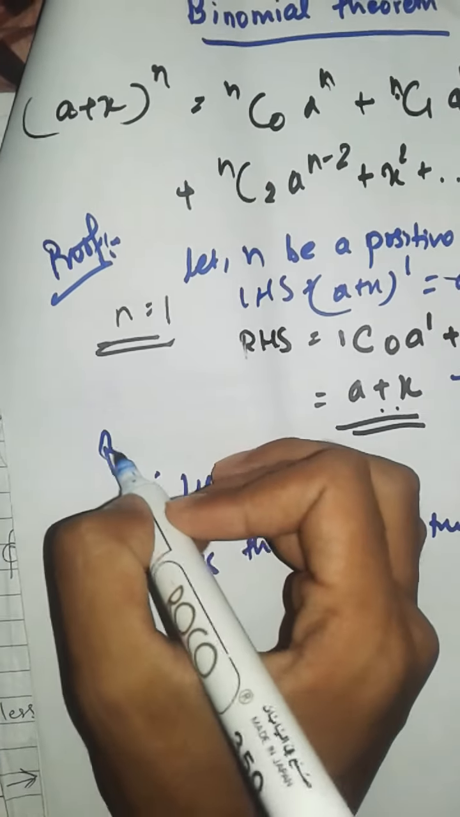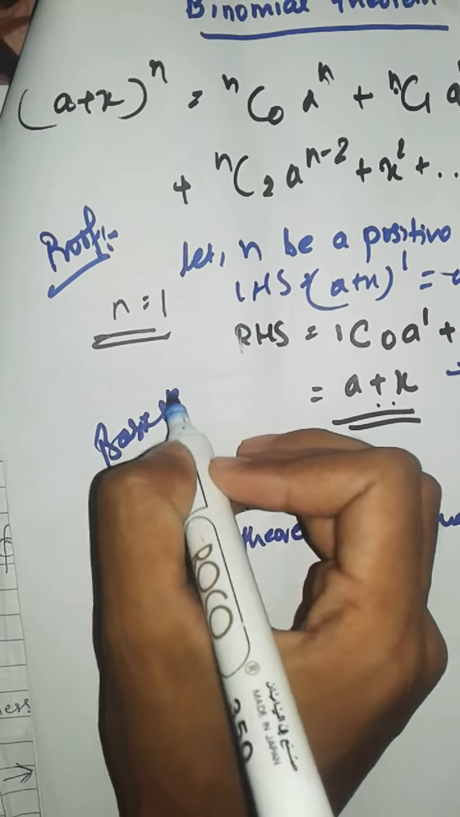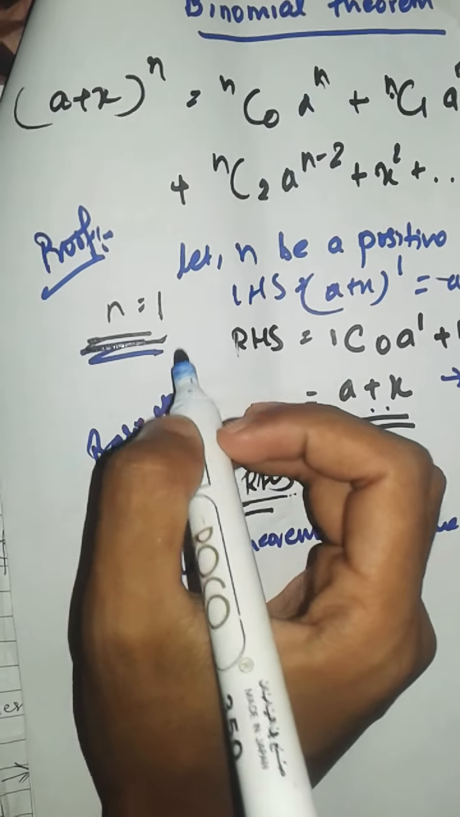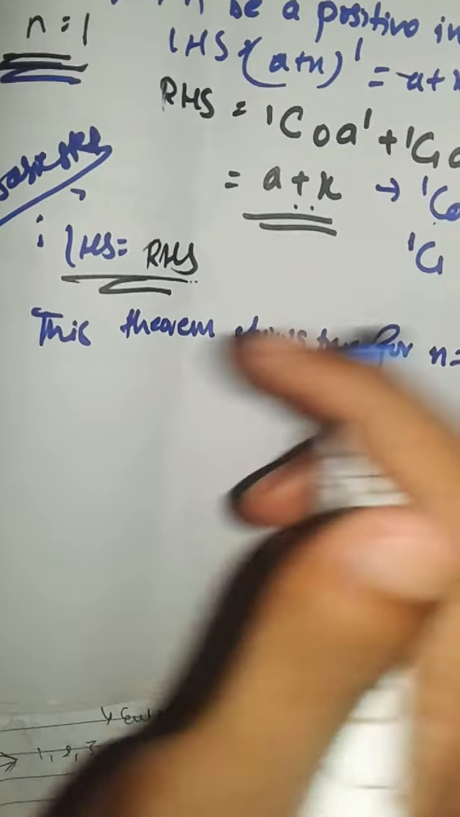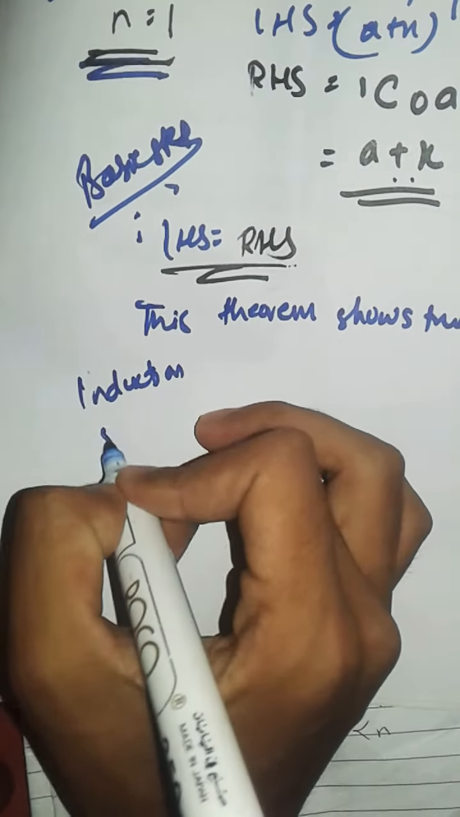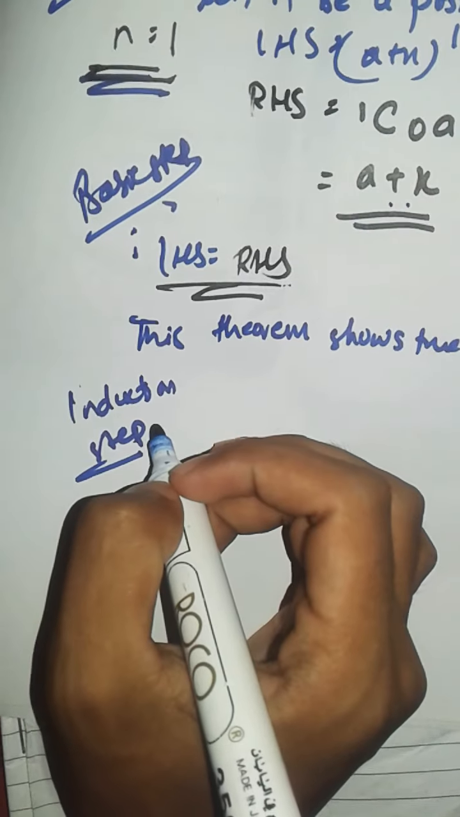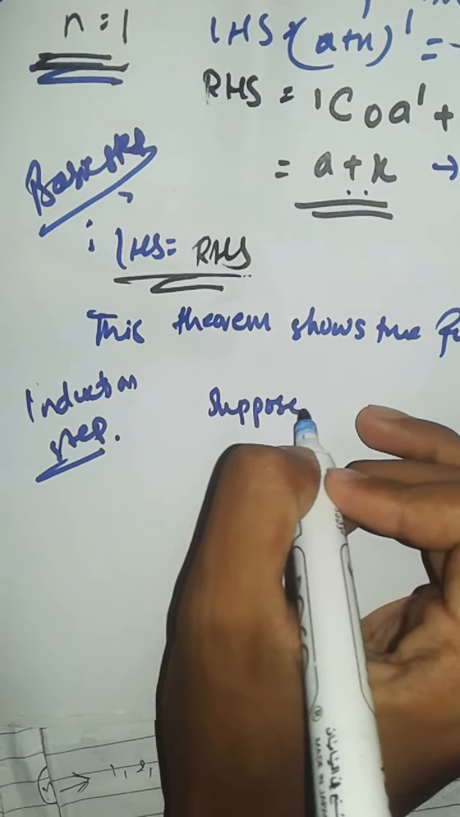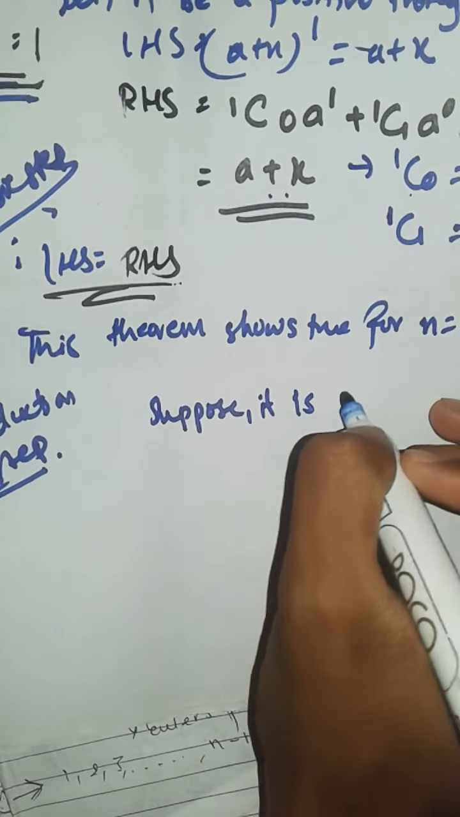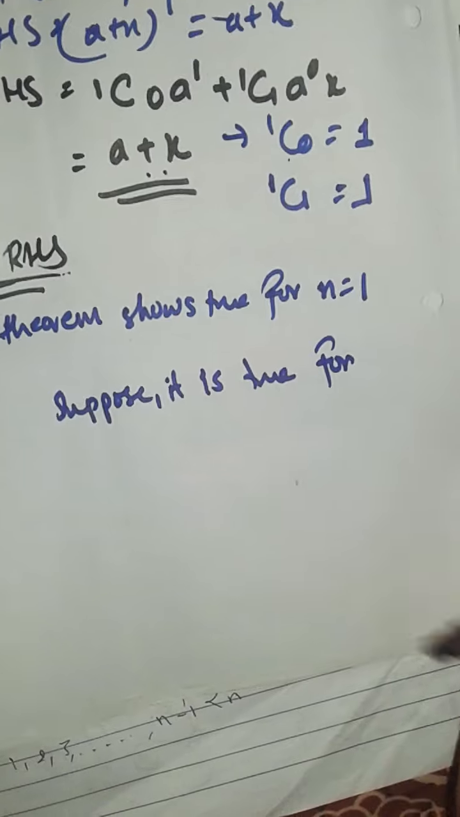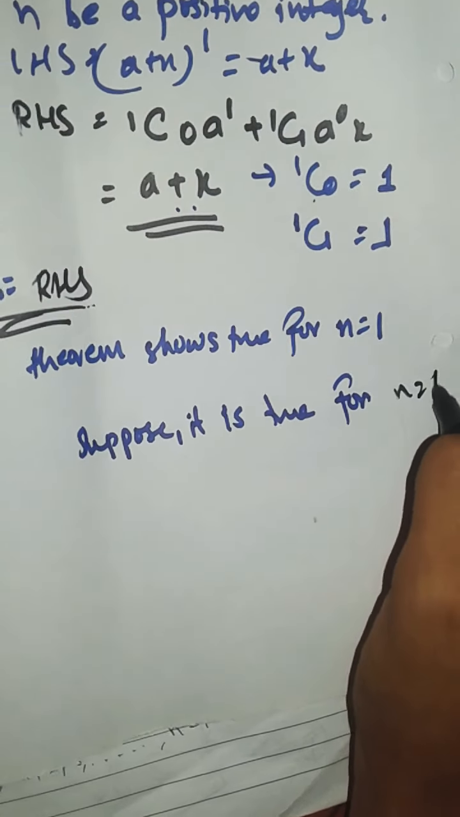Here we have completed the basic step of mathematical induction, that is, we take n equals 1, and if it's true, then we'll go ahead. Now we'll go with the induction step. Here we suppose that it is true for n equals k.